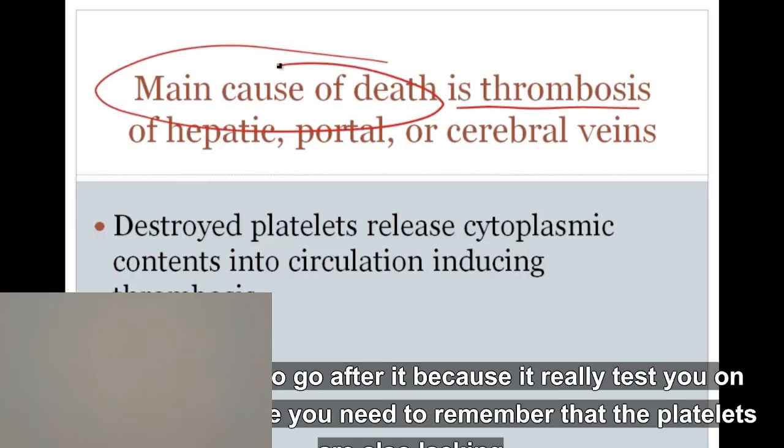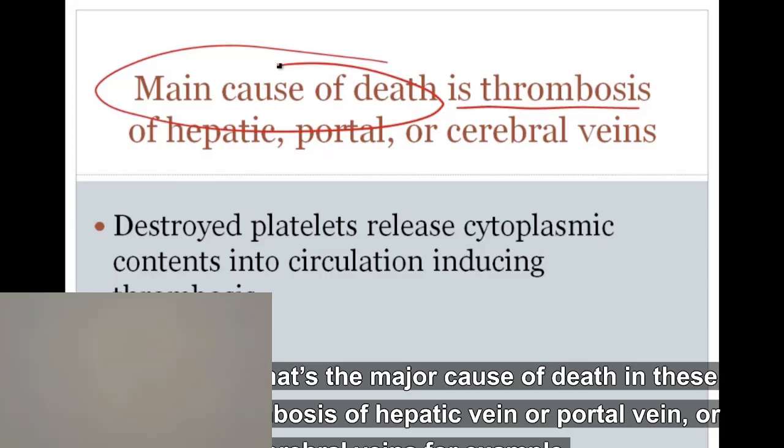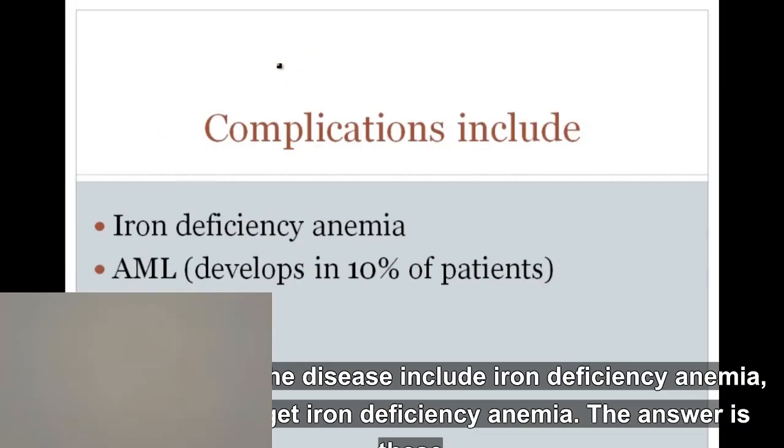And so examiners love to go after it because it really tests you on two principles. One, you need to remember that the platelets are also lacking GPI. And two, that's the major cause of death in these patients, thrombosis of hepatic vein or portal vein or cerebral veins, for example. Complications of the disease include iron deficiency anemia.